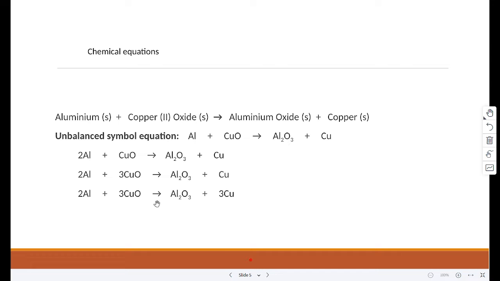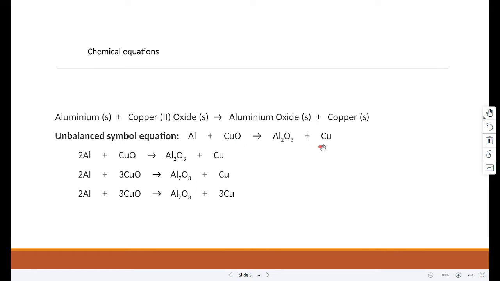How to write chemical equations. Now this is a word equation: aluminium plus copper(II) oxide will make aluminium oxide and copper. Now this is an unbalanced symbol equation: aluminium plus copper oxide, aluminium oxide and copper.